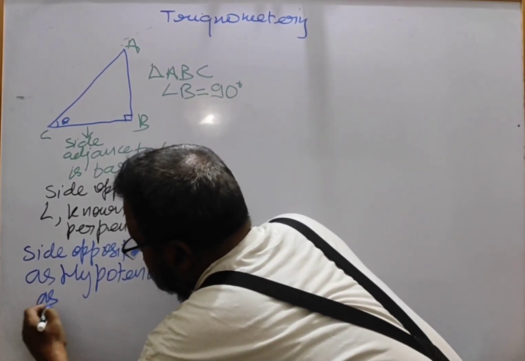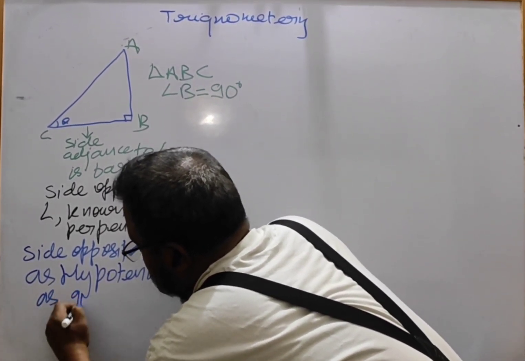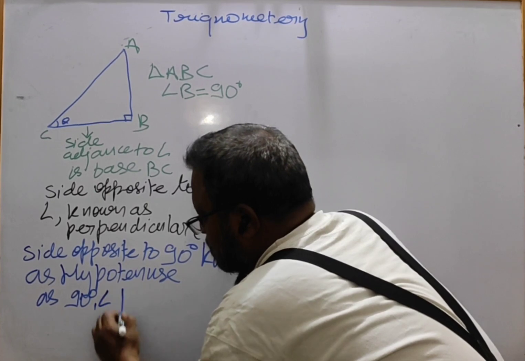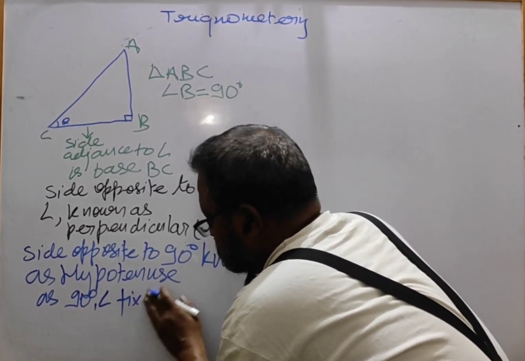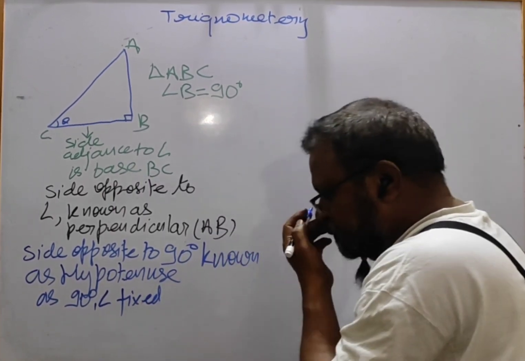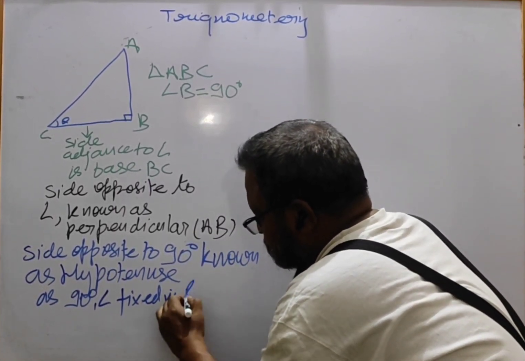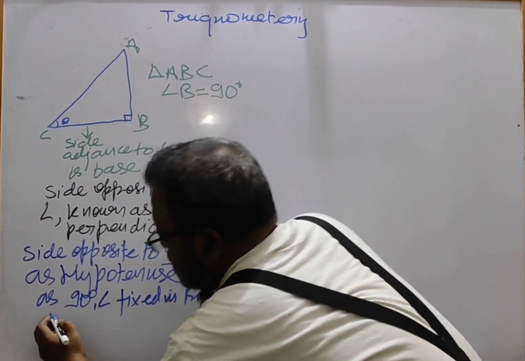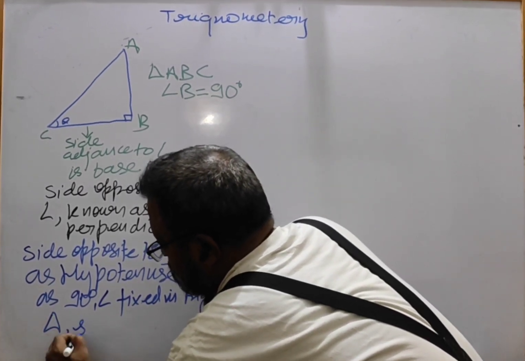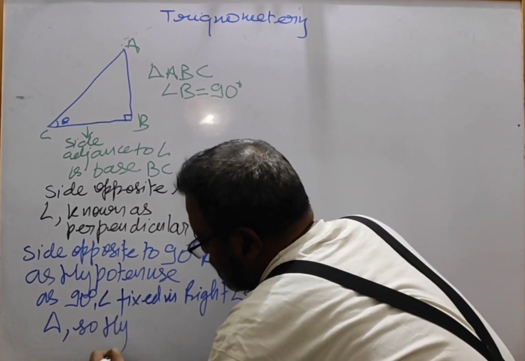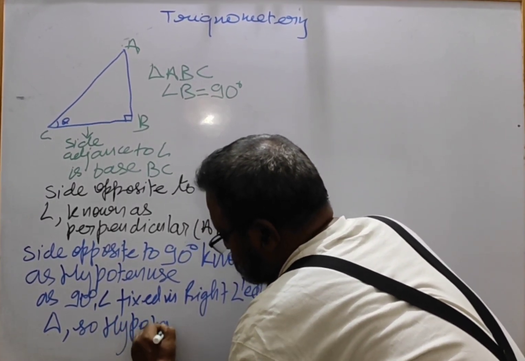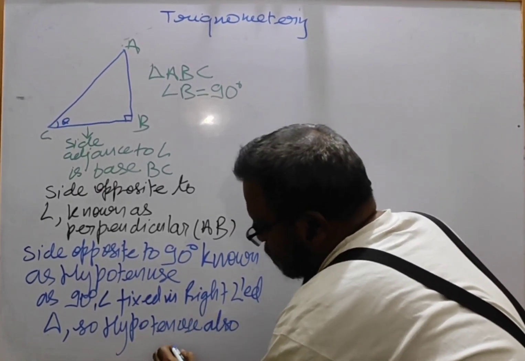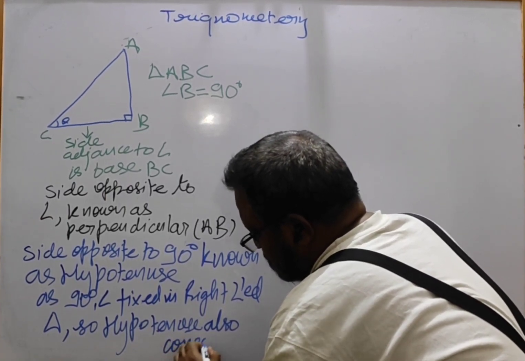As 90 degree angle is fixed in right angle triangle, hypotenuse is also constant, right?